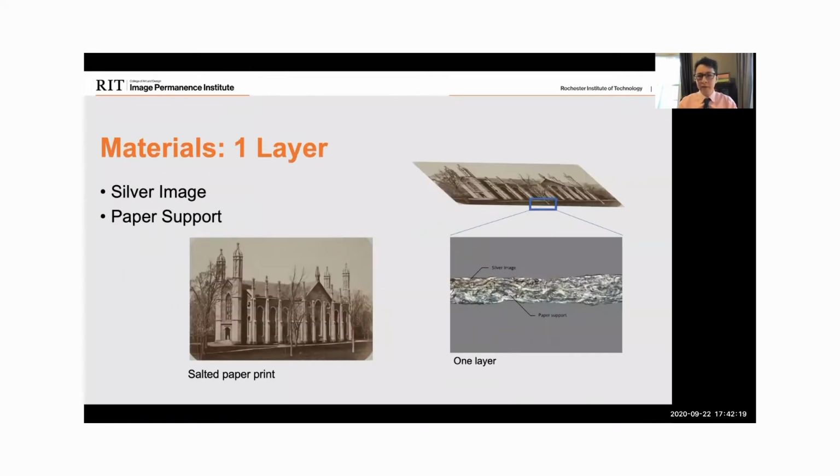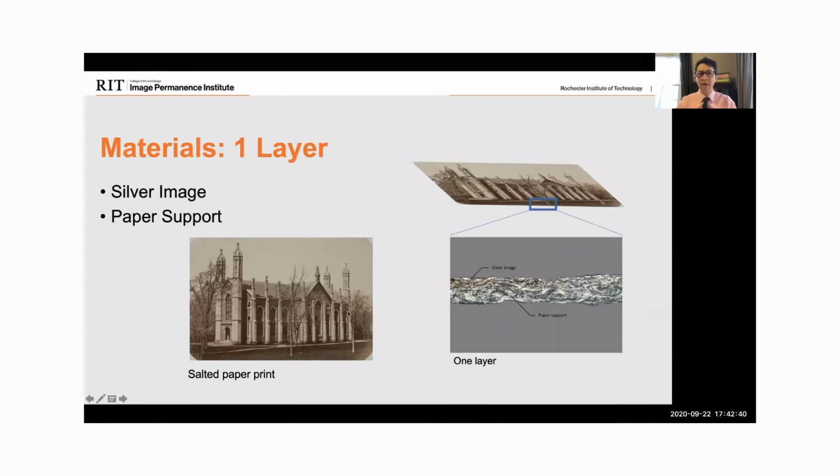Our simplest photographic prints are a one-layer structure. We have the silver image in the paper support. These are very early photographs, introduced in the late 1830s, 1840s. And so you can see that here is our photograph. It's a salted paper print.